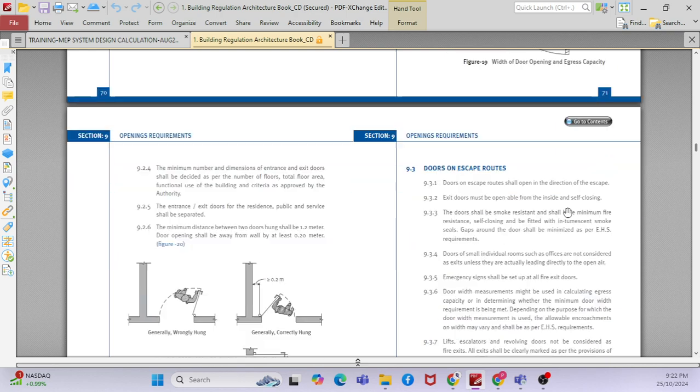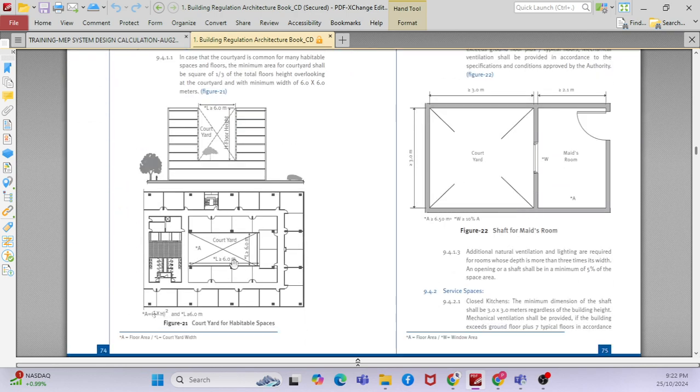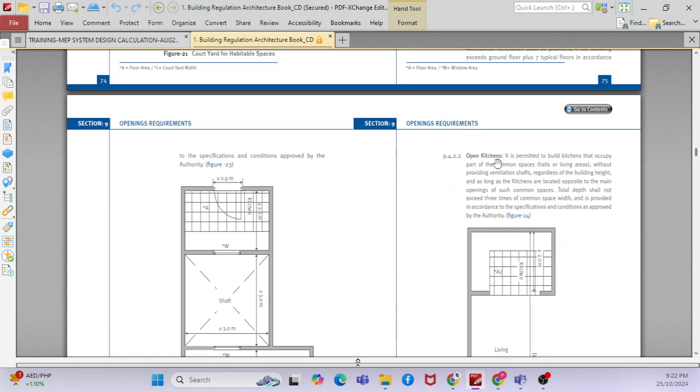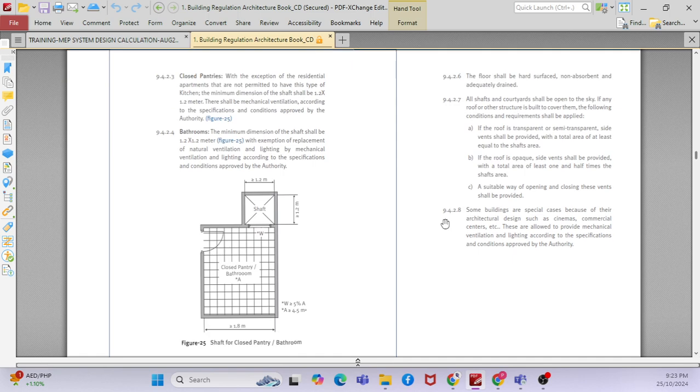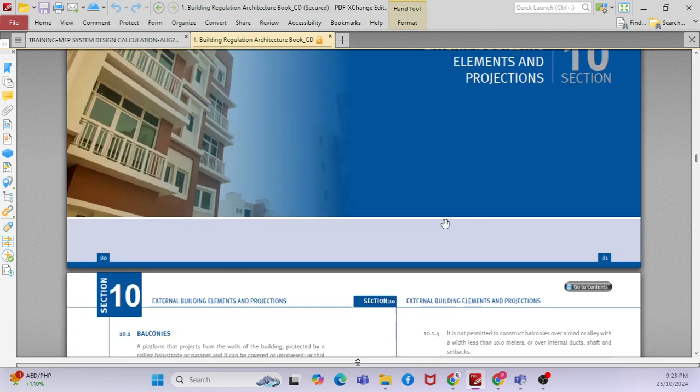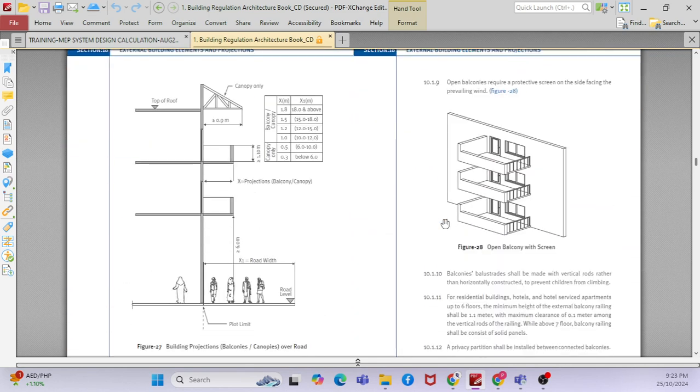You can see this picture. You can read from your side. See, this is space planning. Each and every space, one bedroom or two bedroom. There is a staircase, there is a corridor, there is a maid room, courtyard. So what are the dimensions? Based on these dimensions only, you will be able to do the space planning. This is a balcony. What is the dimension?